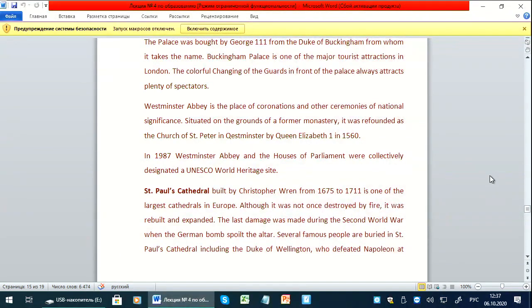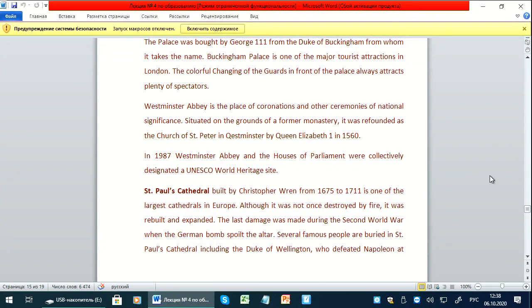St. Paul's Cathedral, built by Christopher Wren from 1675 to 1711, is one of the largest cathedrals in Europe. Although it was once destroyed by fire, it was rebuilt and expanded. There are two forms of the past, of the perfect. The last damage was made during the Second World War, when a German bomb spoiled the altar.